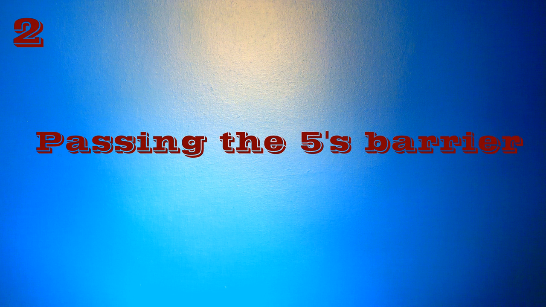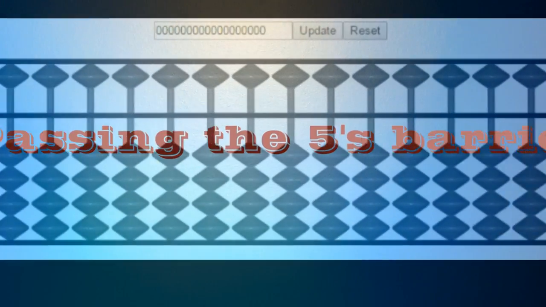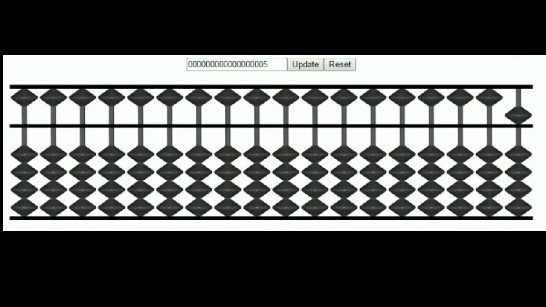Second, if the barrier you pass is the 5, not the 10, you take off the heavenly bead and compensate. For example, 8 minus 4, I remove the heavenly bead, but I didn't want to subtract a 5, but a 4, so I add a 1. And third, any other case is only about removing the corresponding beads.